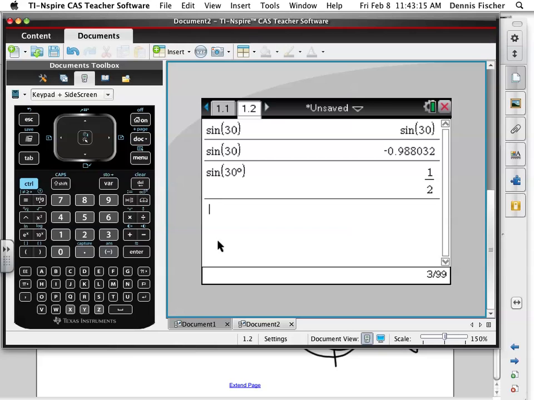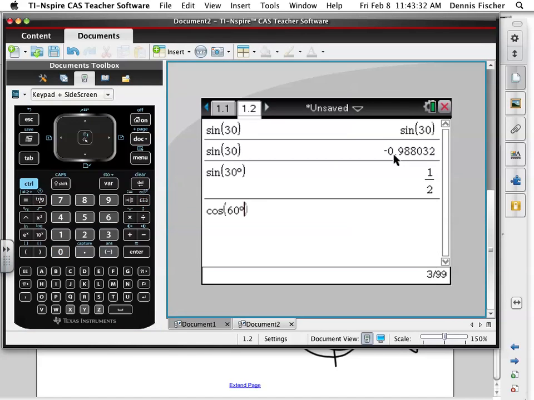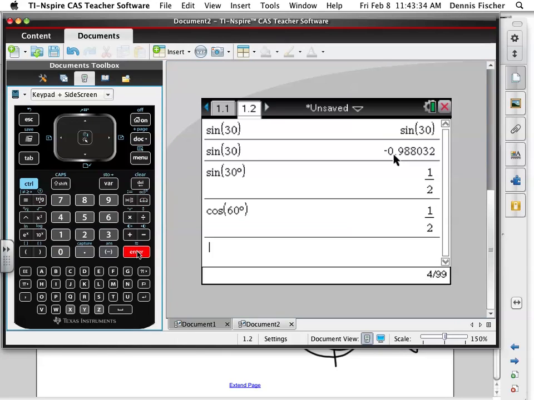Yeah. Sine of 30. What's the cofunction with sine? Cosine. What angle adds up with 30 to give you 90? 60. So if I go here now and type in cosine 60 degrees and enter, I get the same value. That's what the cofunction says. I get the same value.